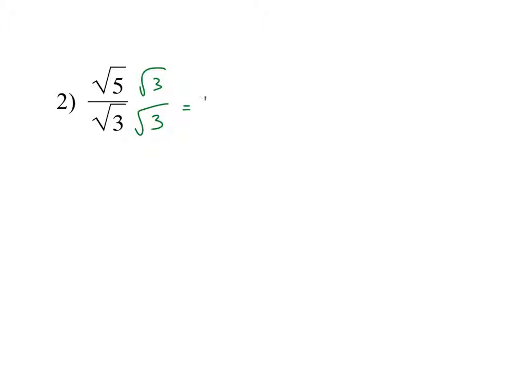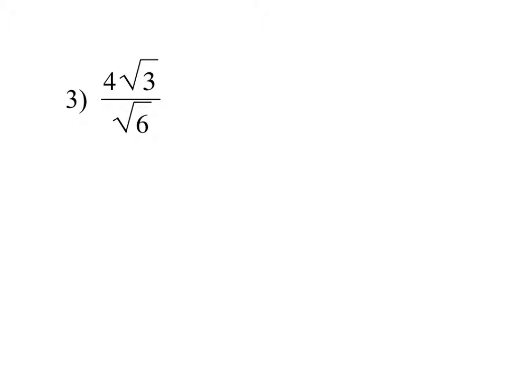So 5 times 3 is 15, divided by 3 times 3 is 9. So that means that I have the square root of 9. So this is the square root of 15 divided by the square root of 9, that is 3. And as you can see, when I multiply that times the square root, I cancel out the square root of the denominator.